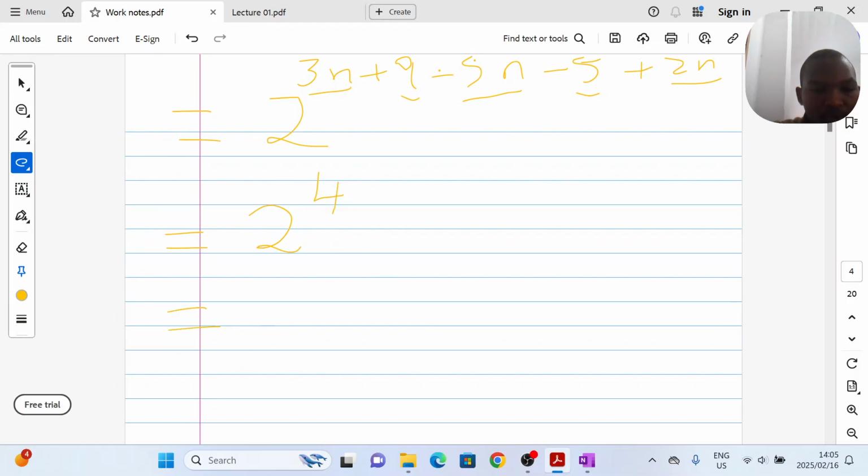What is 2 to the power 4? 2 times 2 is 4. 4 times 2 is 8. 8 times 2 is 16. So the answer we're looking for here is a 16.